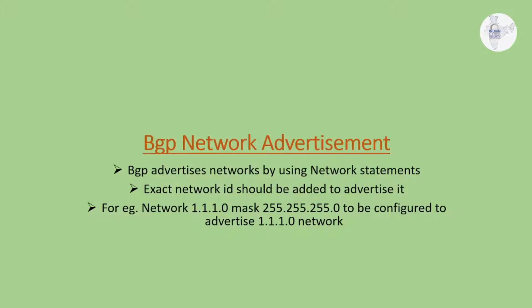In OSPF, we need to give only the classful network ID. Say I have created an IP address as 1.1.1.1. So you could give 1.0.0.0. But here, the exact network ID should be added to advertise the network. For example, network 1.1.1.0 should be given for the IP address 1.1.1.1, right? And the mask 255.255.255.0 should be there to denote the first three octets as the network part.